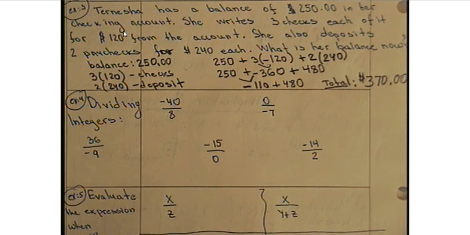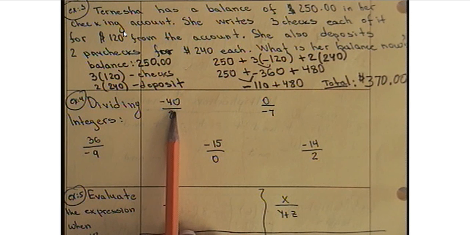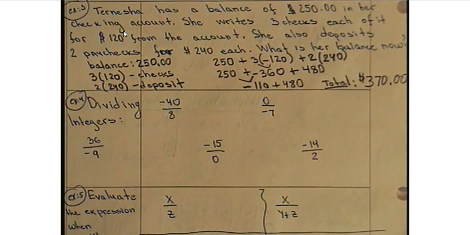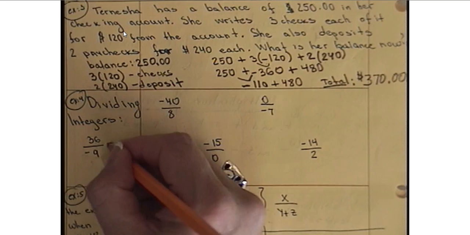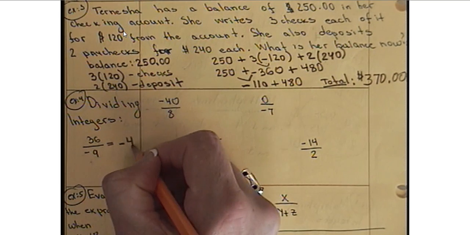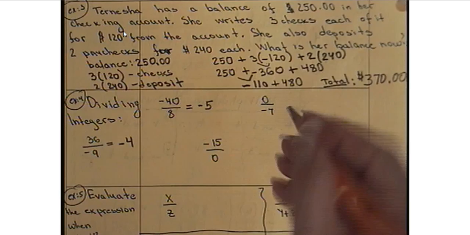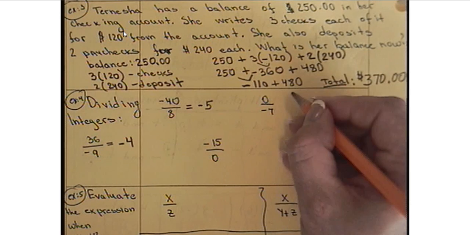With that, we will move on to the dividing process of the integers. Division can be represented as a fraction, and you can see I have a lot of fractions here. The fraction line means division. So basically you just have to divide those numbers, or in other words, simplify the fraction. 36 divided by negative 9 will give us negative 4. Negative 40 divided by 8 will give us negative 5. 0 divided by negative 7 will give us 0.